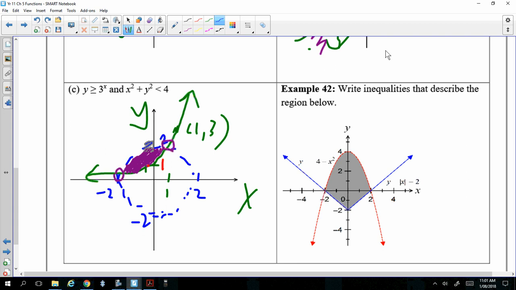All right, next question. You have to shade in between, so it's below the parabola. What's the equation of the parabola? Y equal to 4 minus x squared. So it's below, so you write y less than 4 minus x squared. Notice it's dotted, so we use less than without the equal.